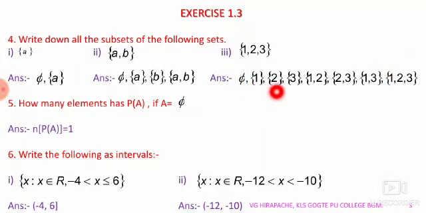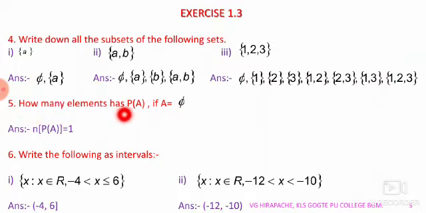All these sets are called the subsets of the given set A. And the set of all these subsets is called a power set, which we have already done in the last class. Power set means the set of all the subsets of a given set. Now dear students, we have one more example in the form of question number 5.